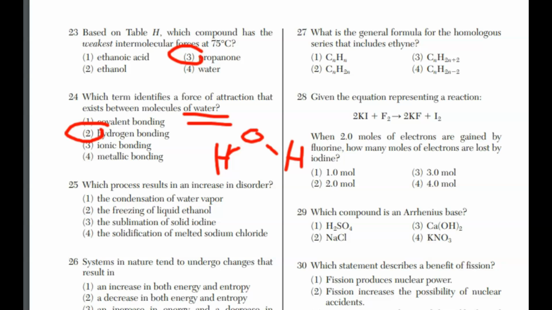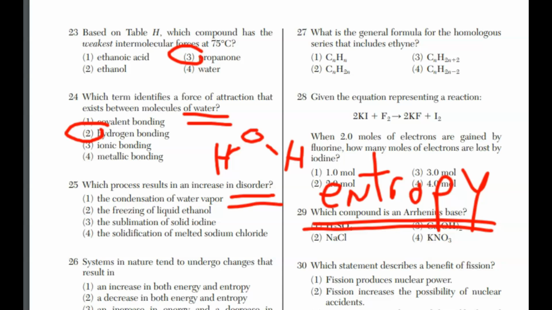For 25, which process results in an increase in disorder? Now, disorder is related to a word, entropy. You should have heard that in class. And what we're looking for is the more disorder, the further away particles, whether they're atoms, molecules, ions, are from one another. Of course, that means that if I have a substance that's going into the gas phase, or I have a solid or a gas that's going into water, aqueous, those would be an increase in disorder.